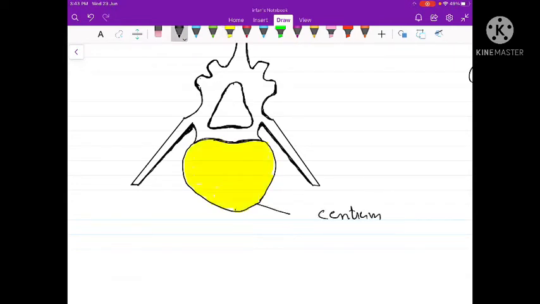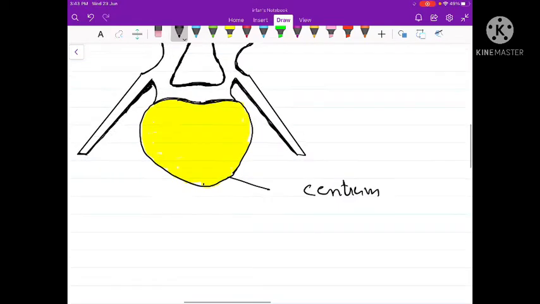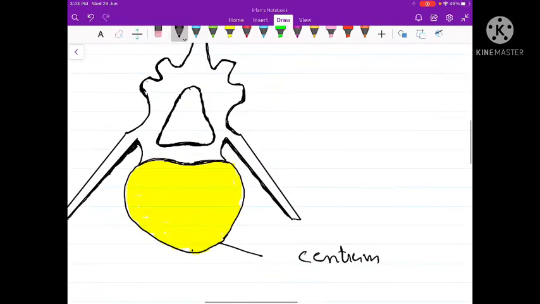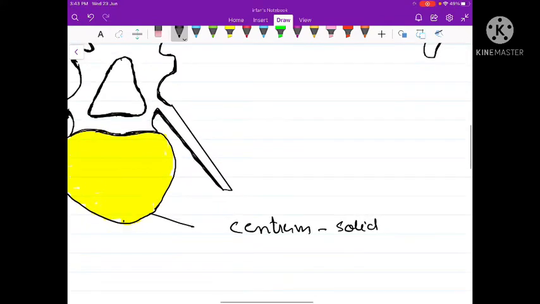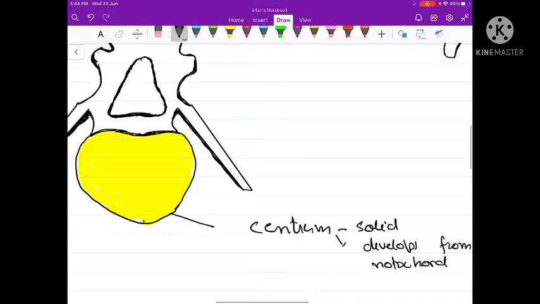Centrum part of the vertebra is the solid part, and this part of the vertebra is formed from the notochord. So it is number one the solid part, and it develops from the notochord of the embryo. Notochord of embryo, number one.